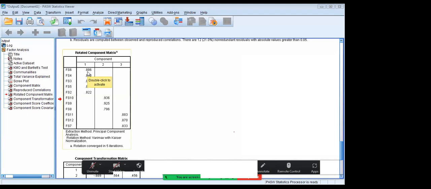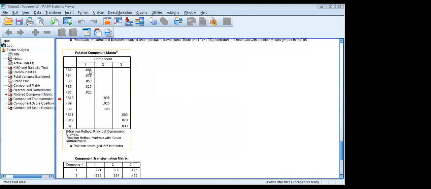0.88. Do you feel it is good or not? Good. Assume these five statements are formed into a group, and they have a common feature. To what extent? 88%. This particular statement or variable is related to the factor up to 88%. That is good. That means the way you are grouping them is good.